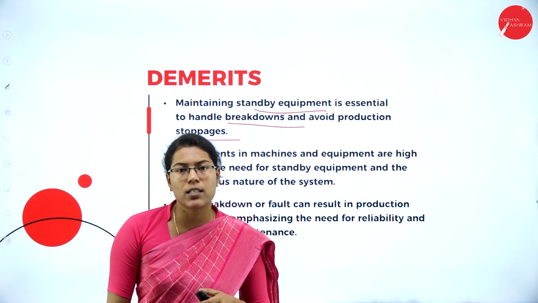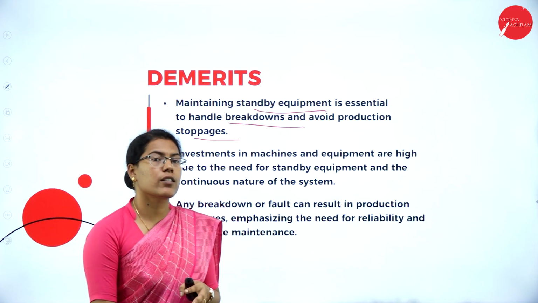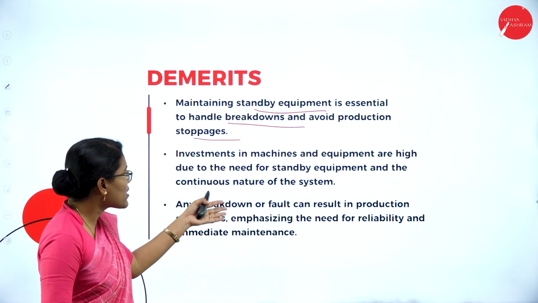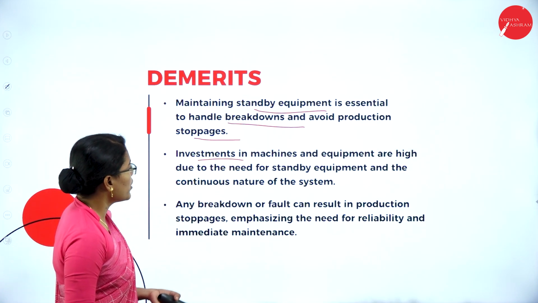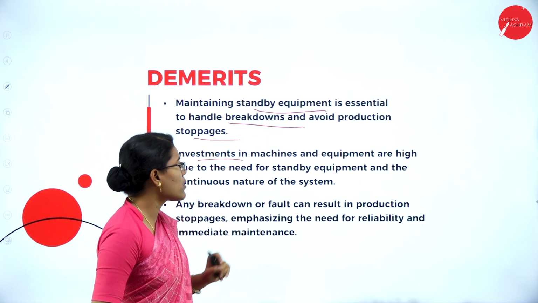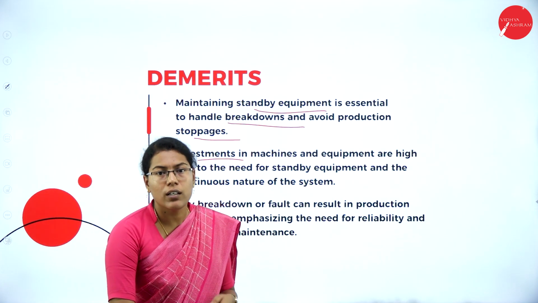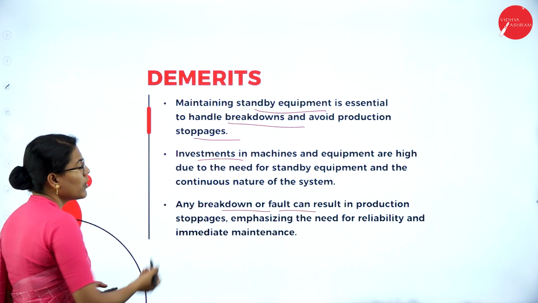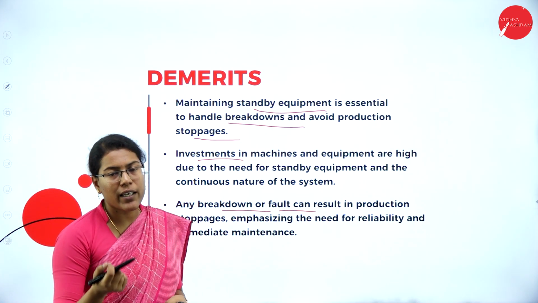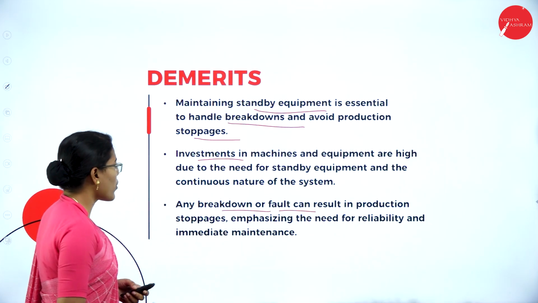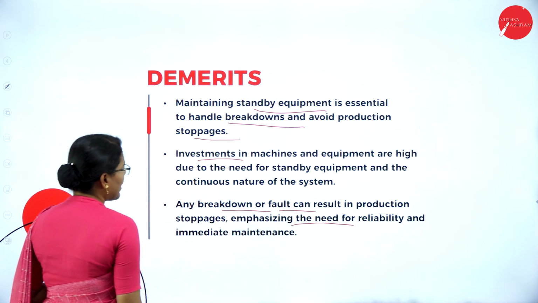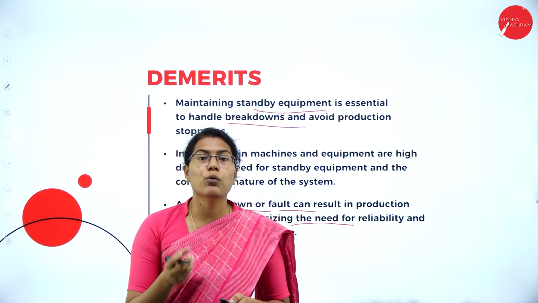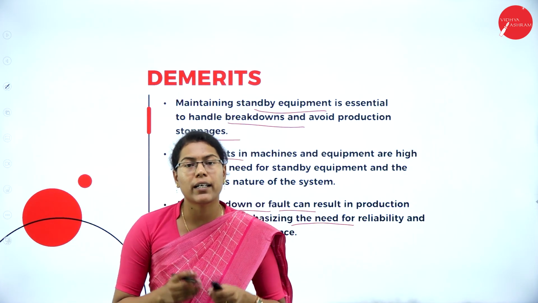In the continuous production system, since it involves a standardized or fixed system of production processes, it involves automated processes. So all the machineries that are installed, and their investments, will be more. It requires more and more investment even to keep one extra standby equipment because of the continuous nature of the system. And at last, in case of any breakdown or fault, it can result in production stoppages. That means any breakdown in one stage of production can stop the entire production process. It emphasizes the need for reliability and immediate maintenance. So the companies having a continuous production system need to maintain an immediate maintenance system and reliability in their organization.